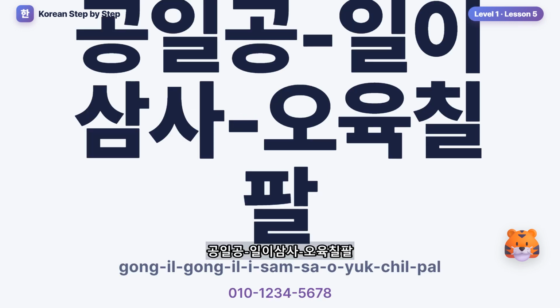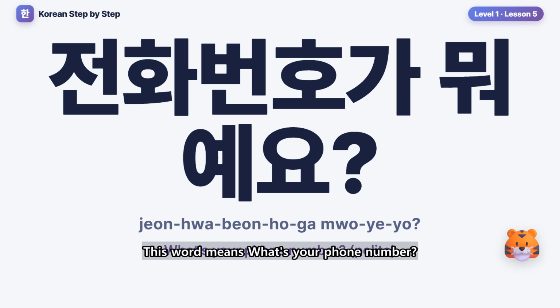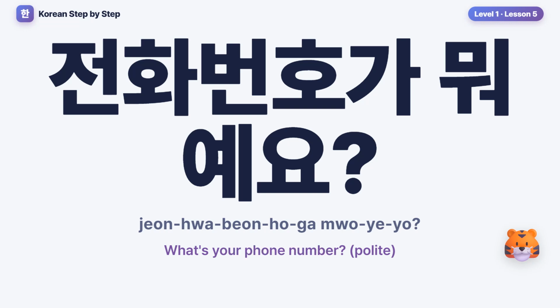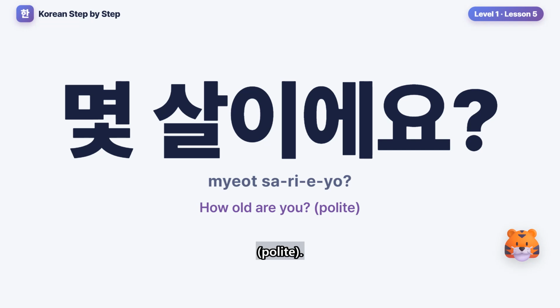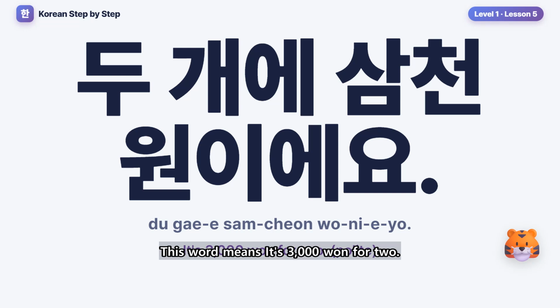Phone numbers. 010-1234-5678. This phrase means what's your phone number? Listen. 전화번호가 뭐예요? This means how old are you? Polite. Listen. 몇 살이에요? This means it's 3,000 won for two. Polite. Listen. 2개에 3,000원이에요.